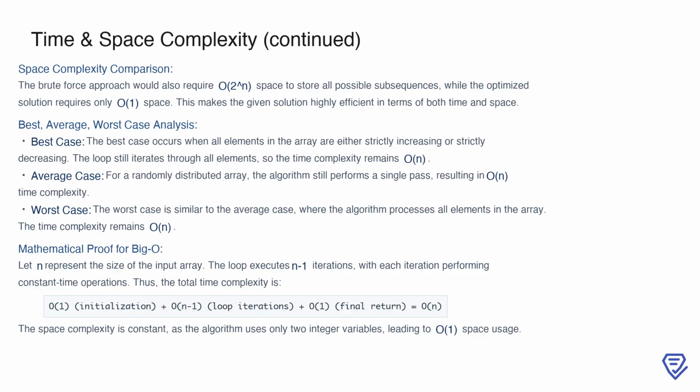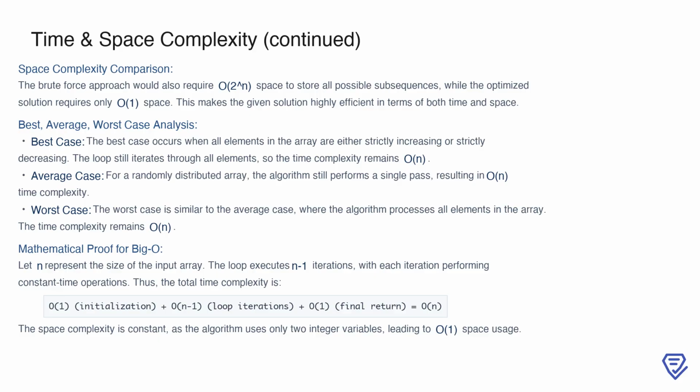Now, let's analyze the best, average, and worst-case scenarios for this algorithm. In the best case, where all elements in the array are either strictly increasing or strictly decreasing, the algorithm still iterates through the entire array, so the time complexity remains O(n). For the average case, with a randomly distributed array, the algorithm still performs a single pass through the array, resulting in O(n) time complexity. Similarly, in the worst case, the algorithm processes all elements, maintaining the same O(n) complexity.